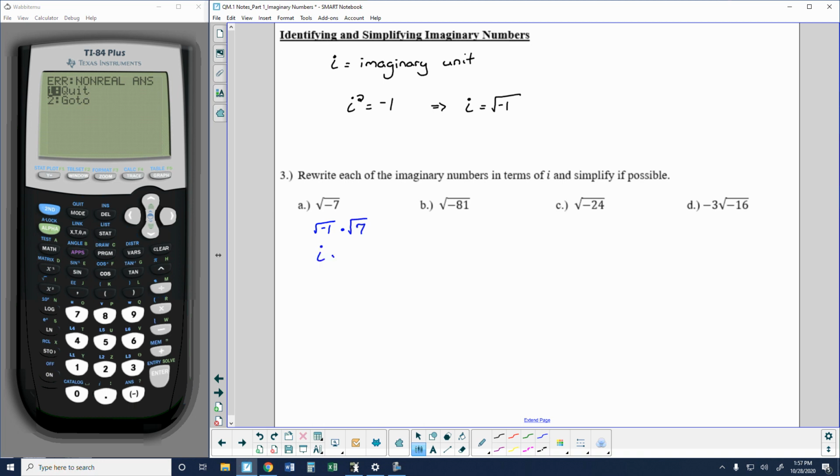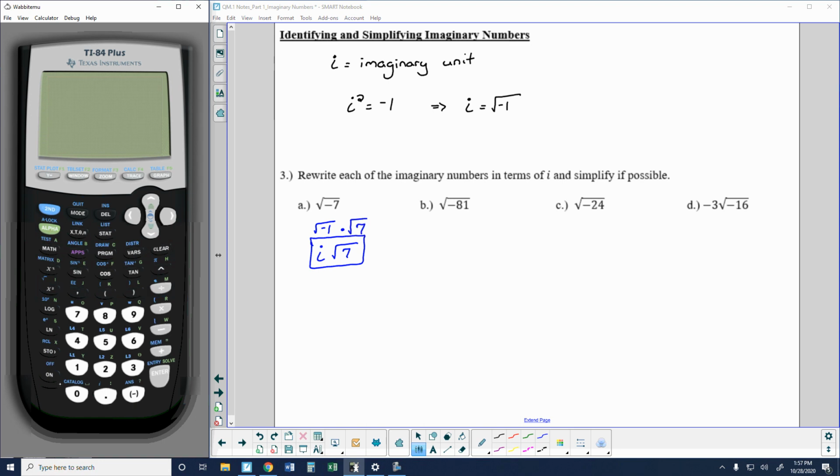So this would be i times the square root of 7, or often people write this as the square root of 7i. Either would be okay. I generally write it as i square root of 7. So this can be simplified. The square root of 7 cannot be simplified, but the expression can be simplified by getting rid of the negative number inside the square root by using the imaginary unit. Let's take a look at B.